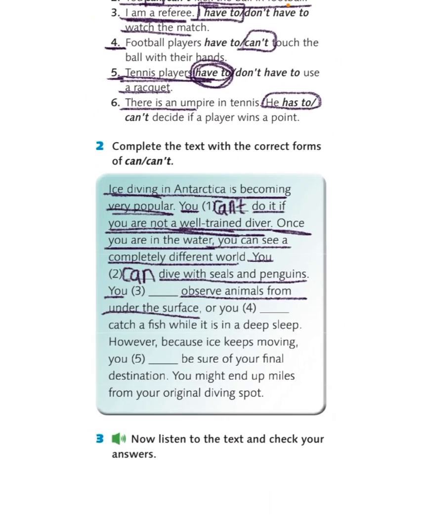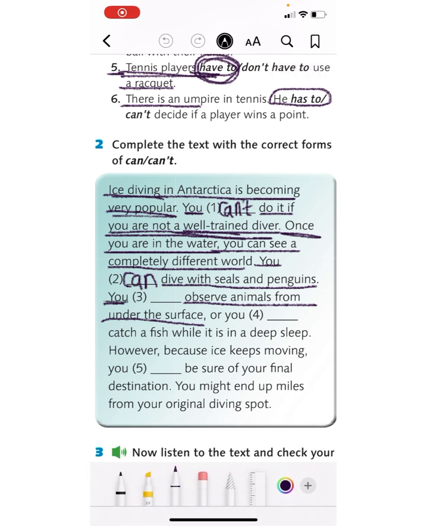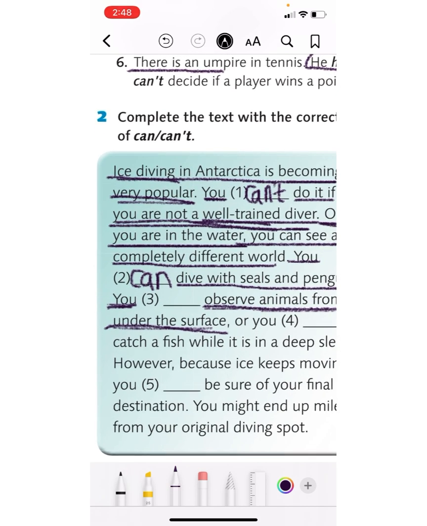So number 3, let's move now to number 3. Number 3 you observe animals from under the surface. You observe means ترصد، يعني يمكنك رصد الحيوانات animals from under the surface يعني من تحت السطح. Surface means السطح. So you can do it. You can observe animals from under the surface. You can. Number 3.